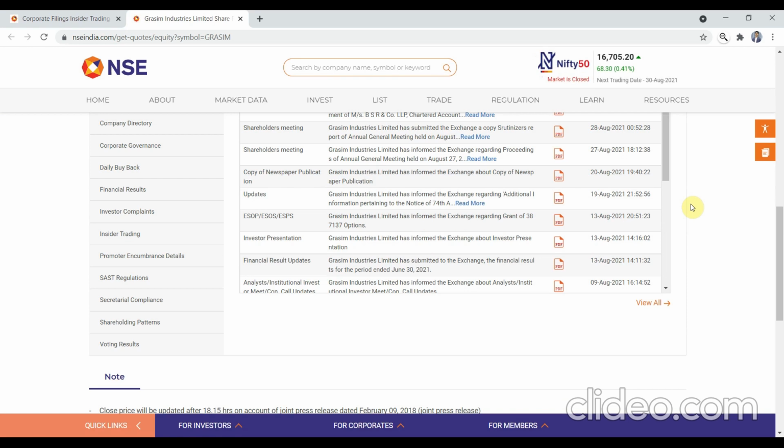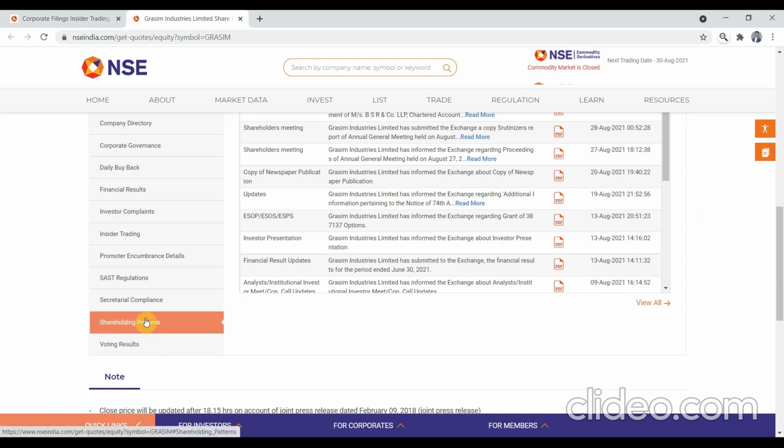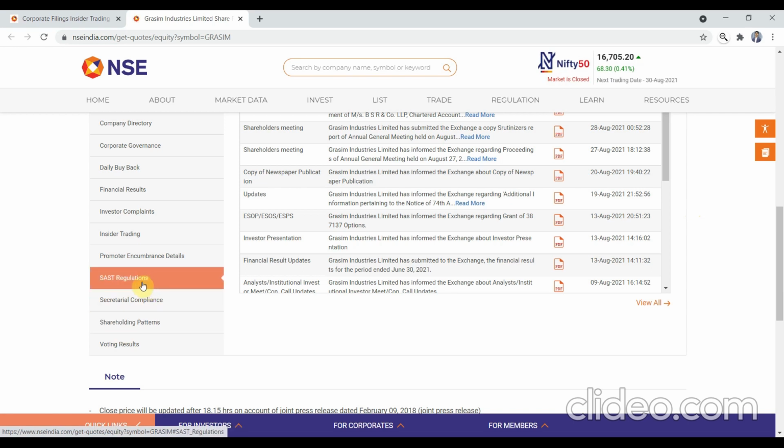In other words, I can say these three primary filters are the mandatory ones, and the last one is an optional one. So the three mandatory filters are, first, shareholding pattern. You can see right here, the shareholding pattern should be greater than 50% for promoters for the particular stock to pass this filter. Second mandatory filter is the SAST regulation.